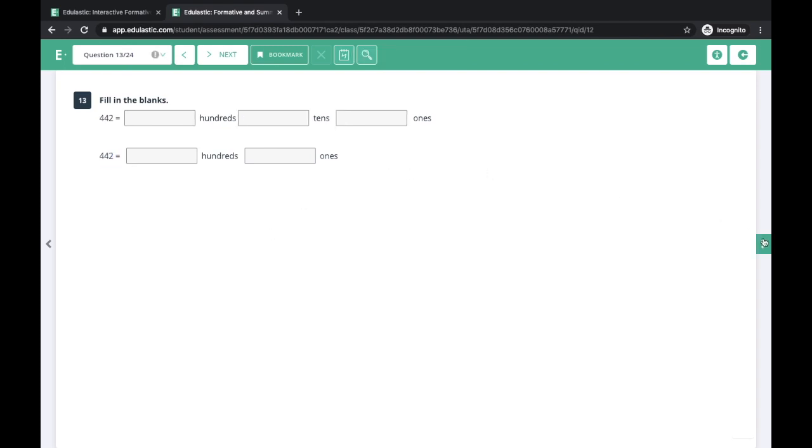Let's do the same thing for 442. We have 4 hundreds, 4 tens, and 2 ones. Now we want to write 442 using just hundreds and ones. So we see 4 hundreds and 42 ones.